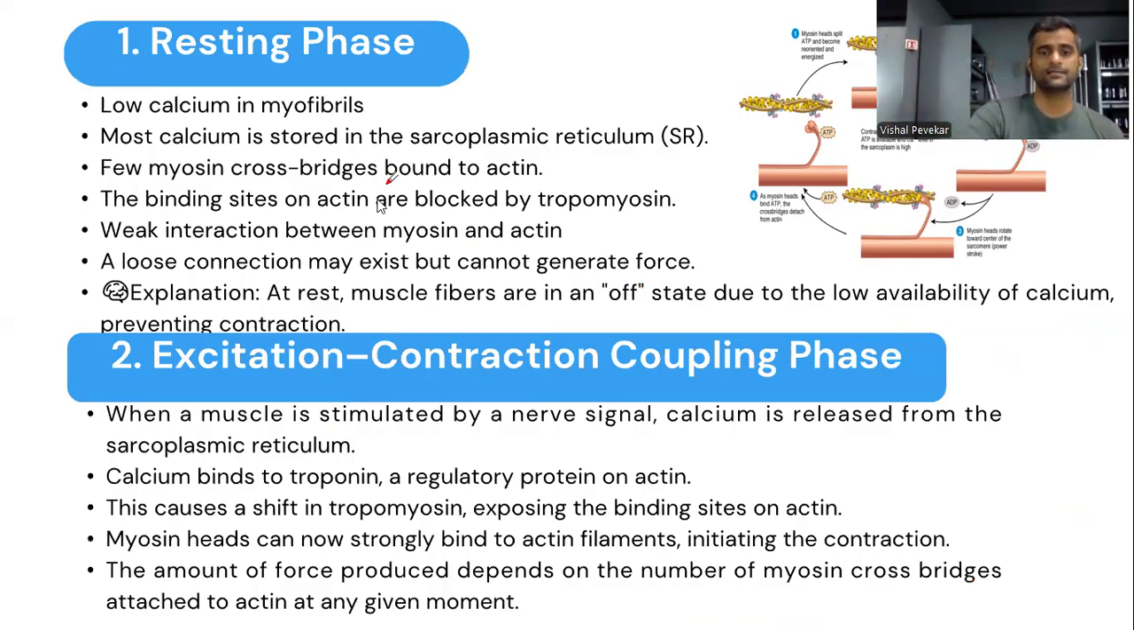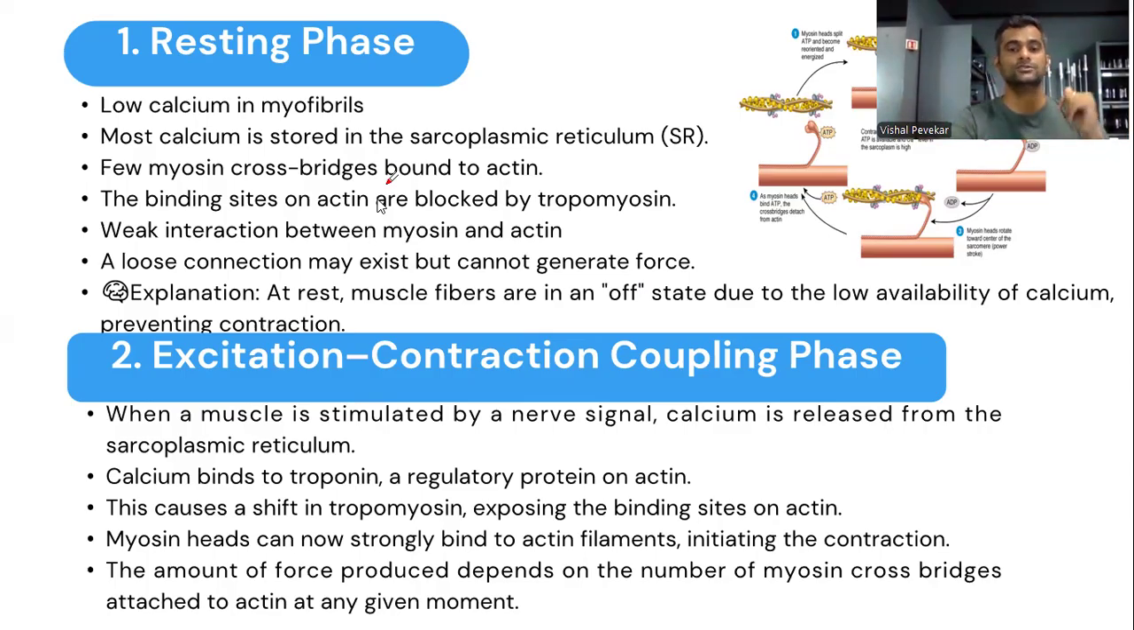This actin has a binding site, a site where the heads are going to get attached. These sites are not open. These sites are closed, blocked by a chemical called troponin. So if this is my actin, which has a site where the head of the myosin is going to attach, but this is blocked, it is blocked through tropomyosin. So there is weak interaction between myosin and actin. It's not zero interaction. It's like a loose connection which cannot generate a lot of force.